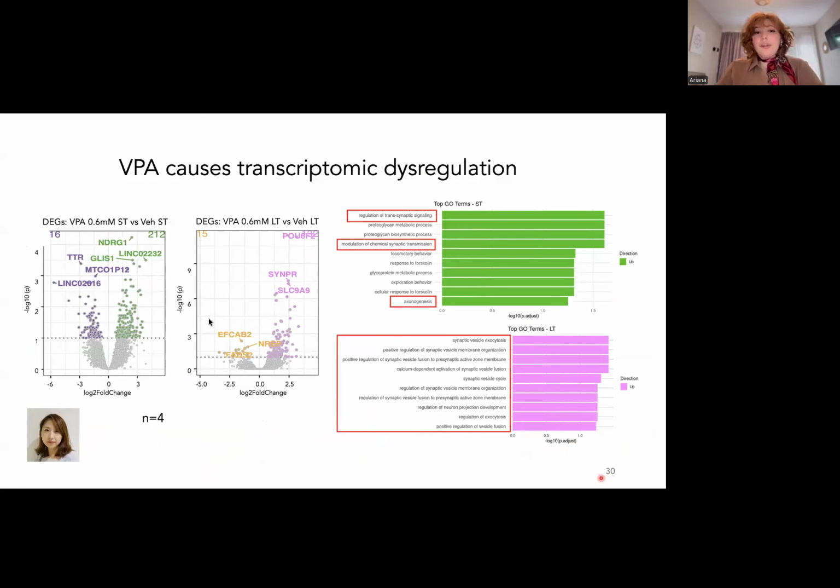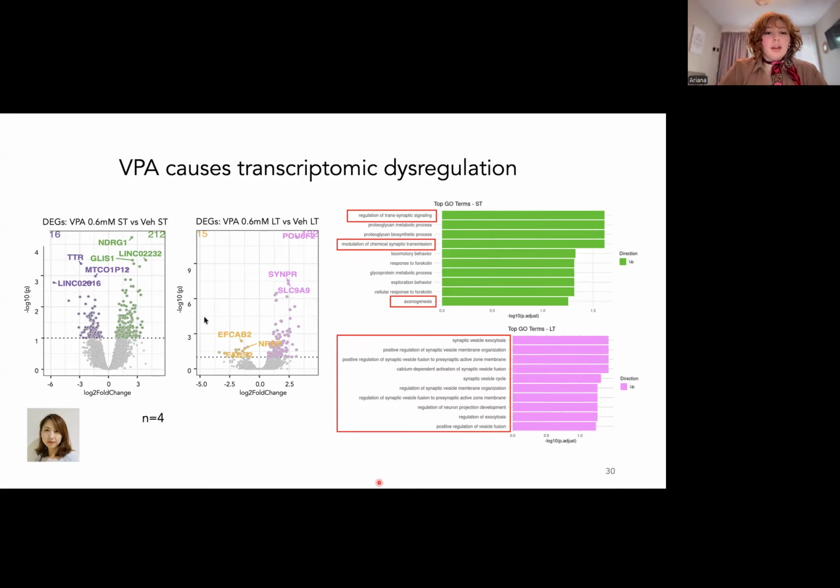And as I said, we are analyzing the data, so I don't have a lot to show, but here we did a preliminary analysis with only 4 donors, and we look at the differentially expressed genes after short-term treatment with valproic acid at the highest concentration and long-term treatment. And what we see in the gene ontology terms are terms related to synaptic signaling and axonogenesis, and also genes that are enriched for synaptic vesicle pathways.